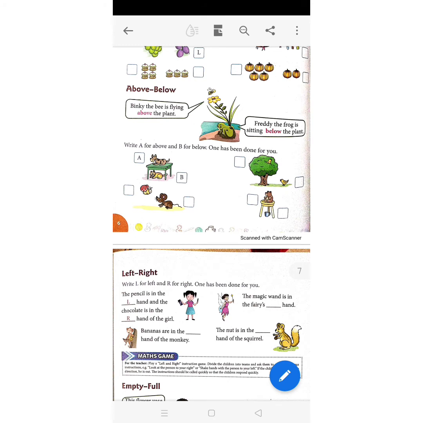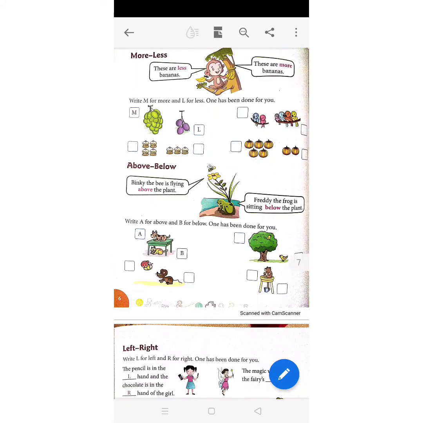The next picture, the dog is sitting above the table, whereas the cat is sitting below the table. Next picture, the bird is sitting above the tree and the other bird is just standing below the tree. Here, the bee is flying above the mouse's head, while the mouse is standing below that bee. The teddy bear is above the stool, whereas the cup is below the stool.